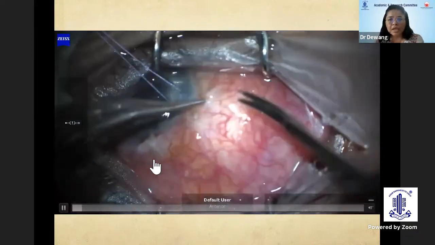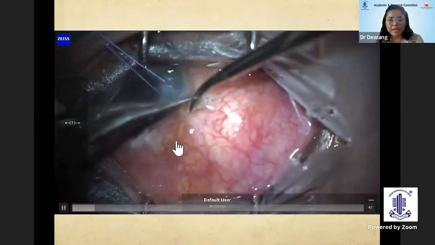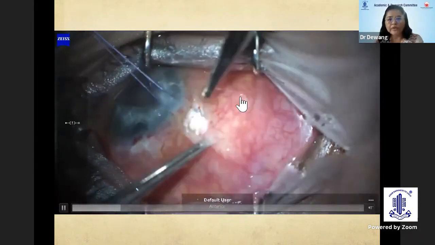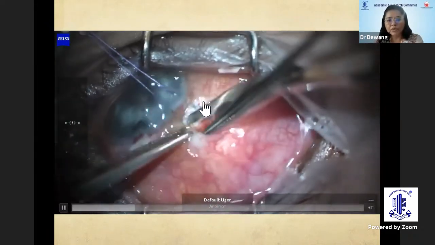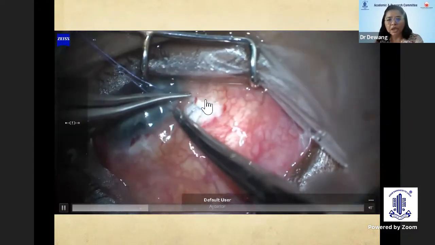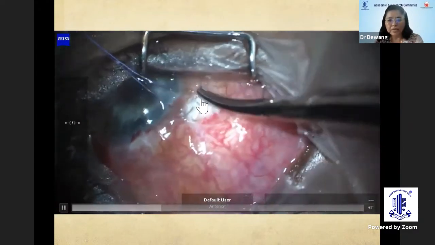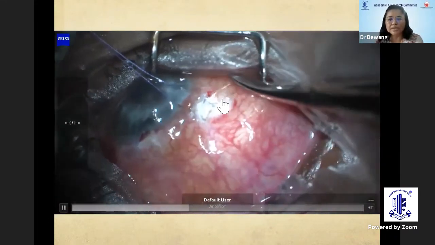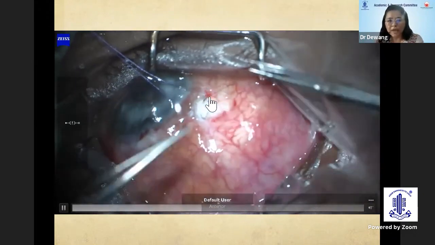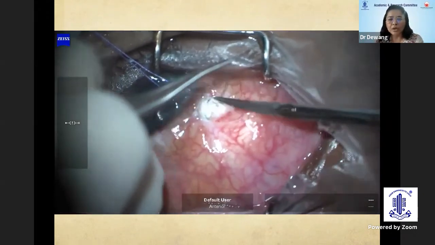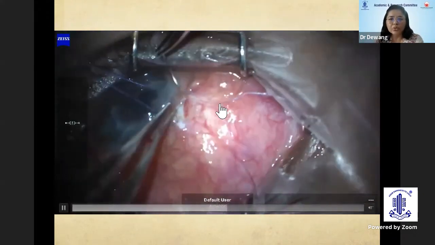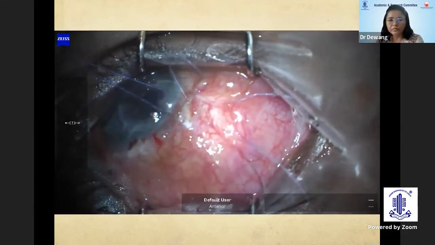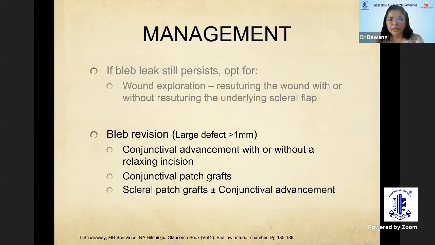This was a case in which there was a persistent leak, and we were managing it with conservative management for a week. However, when we did a bleb exploration, we could see that there was a gape at the temporal side of the wound, and the wound margin was ragged and had extended anteriorly, which was leading to a persistent leak. Herein we had to suture the flap, and thereafter do a watertight closure of the conjunctiva using a round-bodied tapered needle with Vicryl.